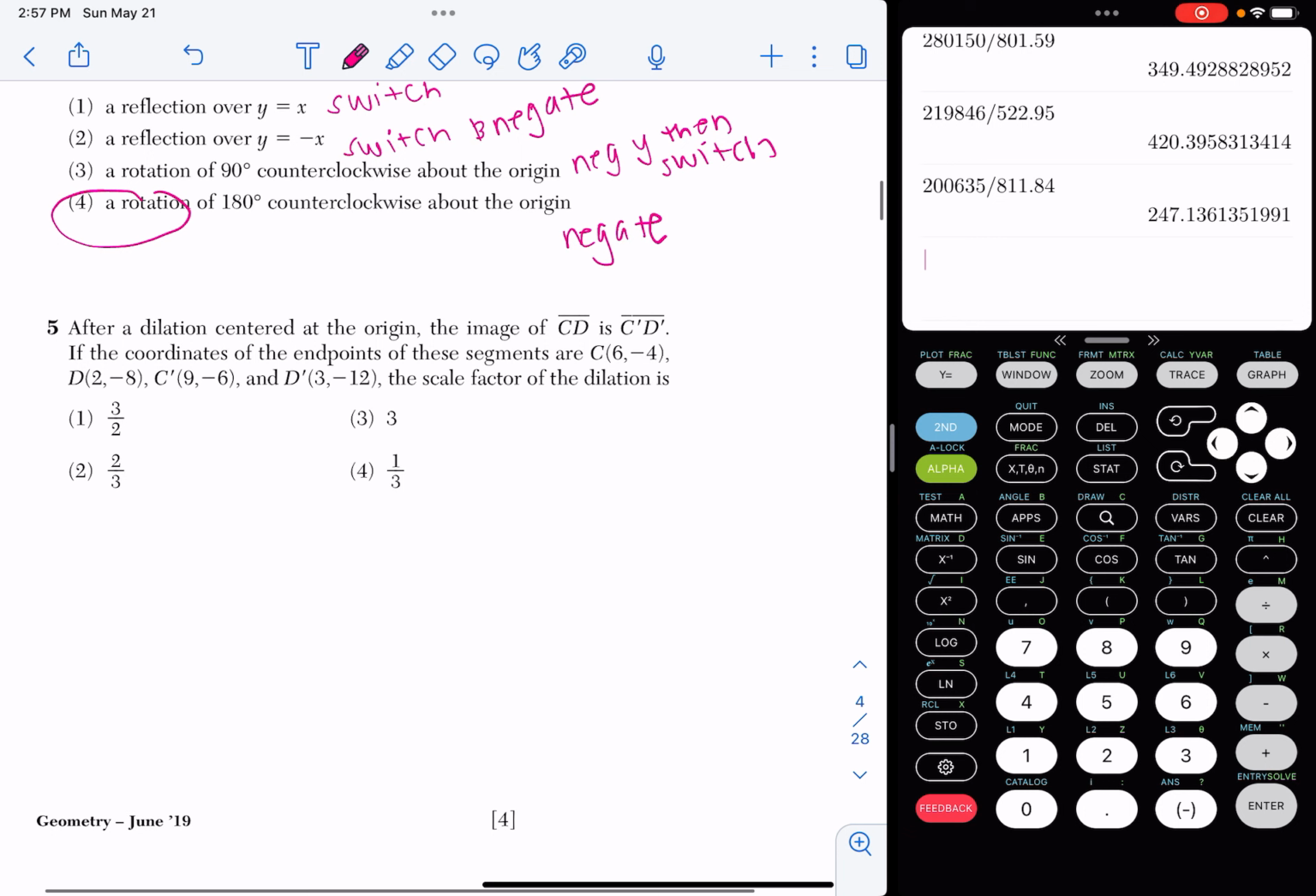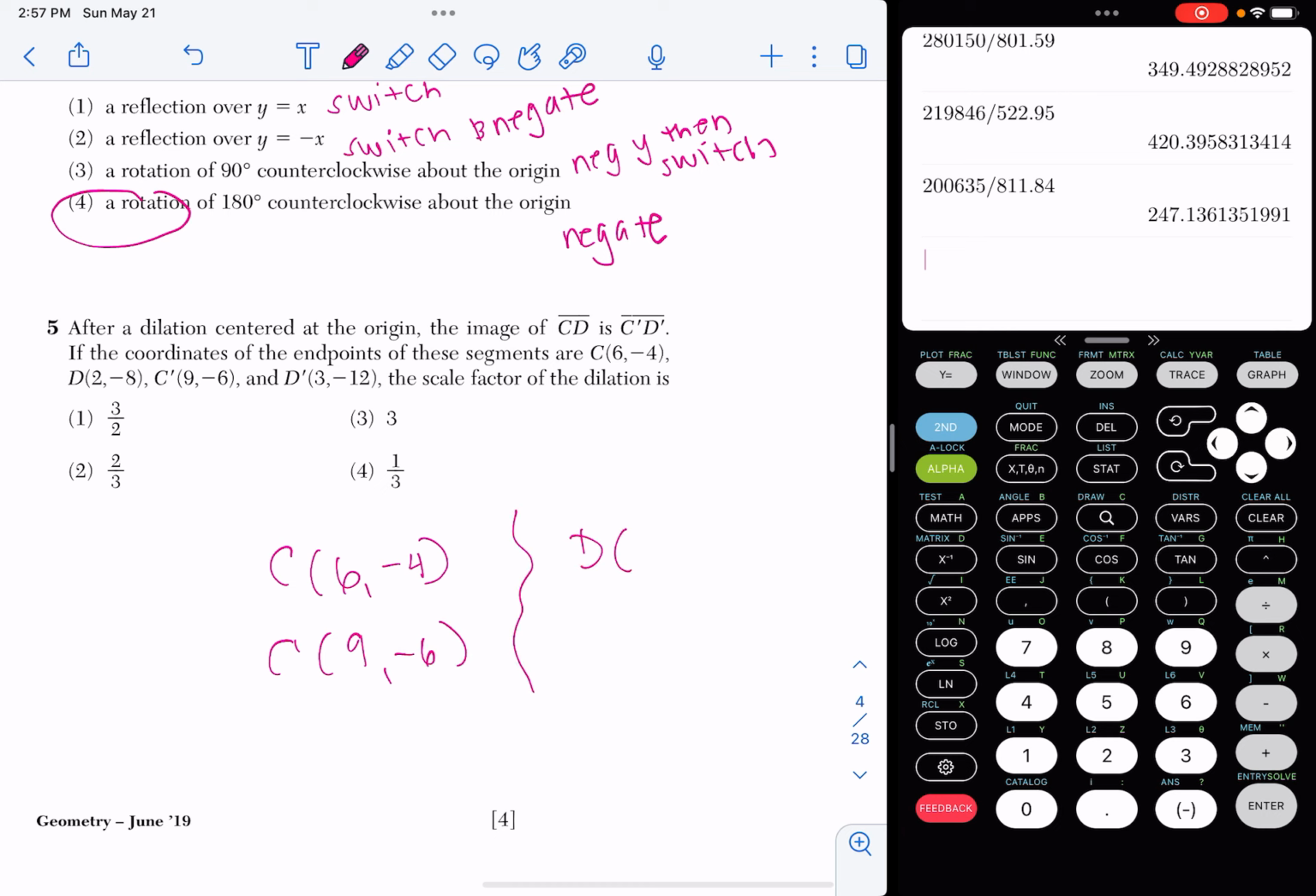Number 5, after a dilation centered at the origin, the image of CD is C prime, D prime. If the coordinates of the endpoints of these segments are given to us, what is the scale factor of dilation? So let's compare C to C prime, and we're going to compare D to D prime.